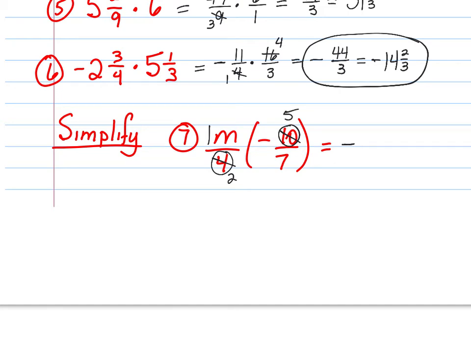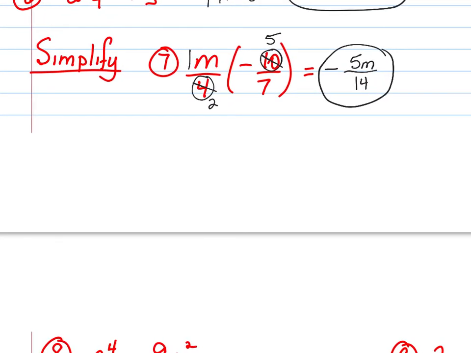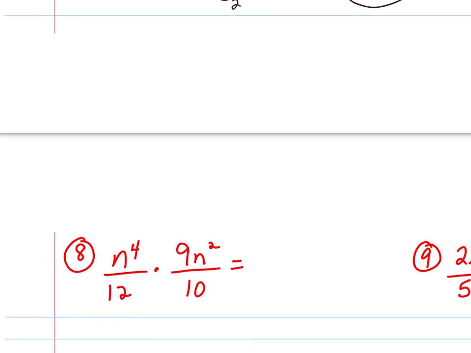Now I can multiply straight across. 1m times 5 is 5m over 2 times 7 is 14. Remember, we do not change into mixed numbers when they have variables, right? We talked about that yesterday. All right, so look at number 8.